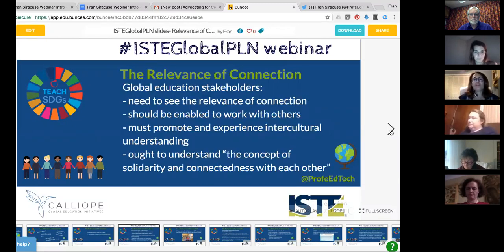And if I think about global education stakeholders, they need to see the relevance of connection. Students should be enabled to work with others, and we need to keep things private. For example, if you found a partner classroom and you have vetted them, you could work synchronously with the other classroom, or everything could go through the teacher. There are always ways to work with others that are still within guidelines, or different ways to manage it.